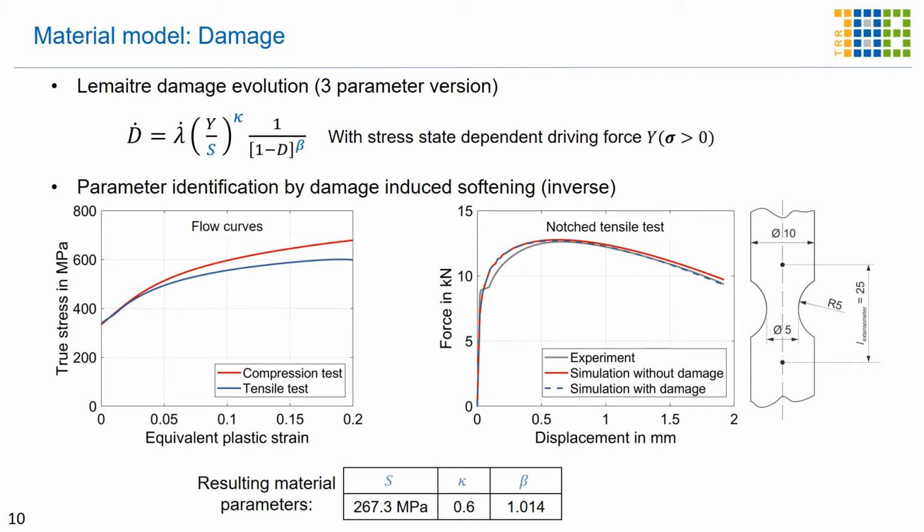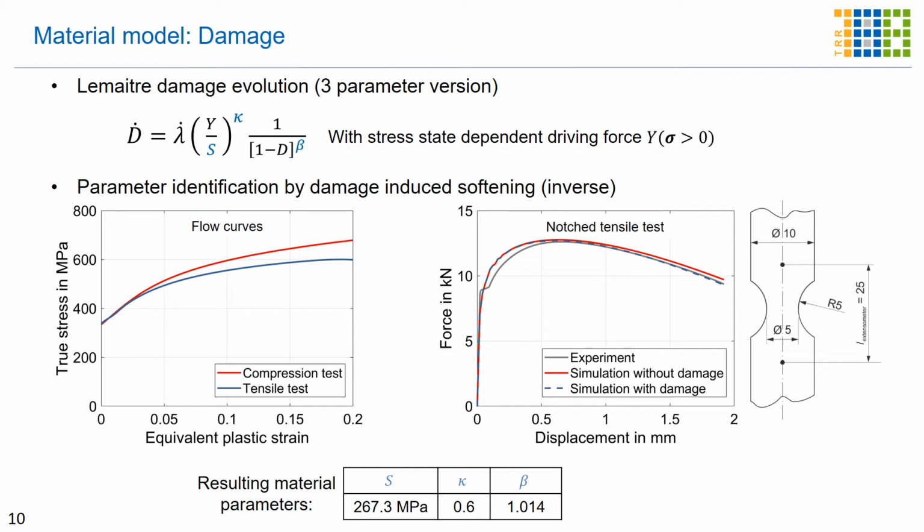So we are using the gap between a compression and a tensile flow curve, so to say, in order to fit the parameters. We took the flow curve from the compression tests and modeled a notched tensile test. By using inverse parameter identification, we fitted the force displacement curve of the notched tensile test in the simulation to the one from the experiment and obtained the three values for the material parameters given in the table at the bottom of the slide.